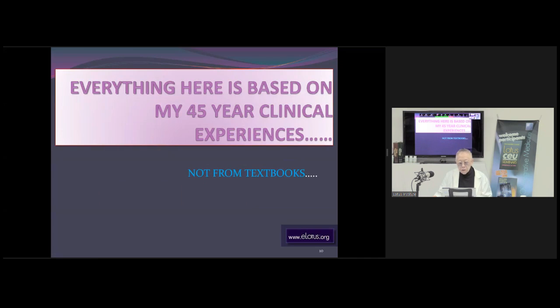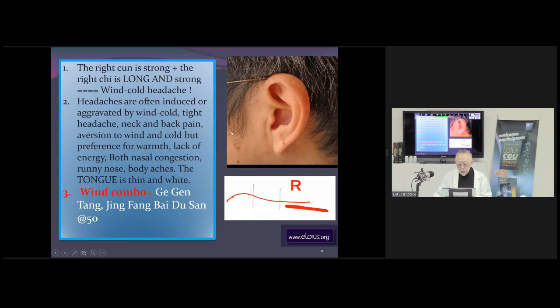Everything here is based on my 45 years of treatment experience, not from a textbook. It's a little bit different, but you'll see. Okay, let's get on the first one. Okay, the right cun is very strong, and the right chi is long and strong, something like this. Right chi. So right cun means what? Right cun means lung and upper respiratory system, and also it means the head.